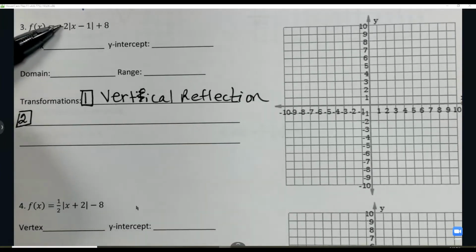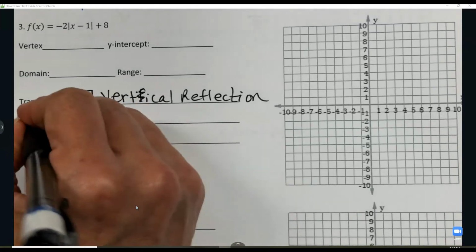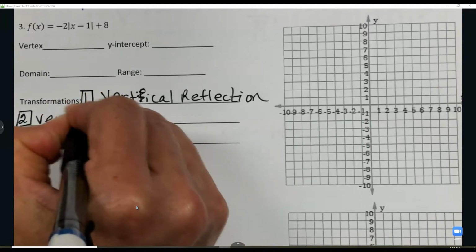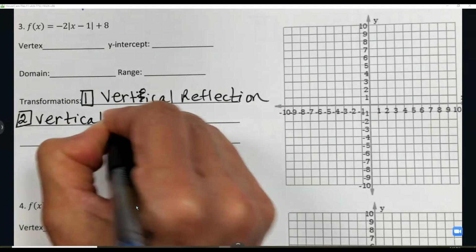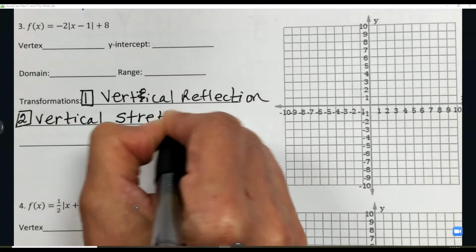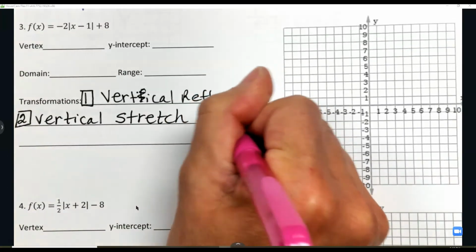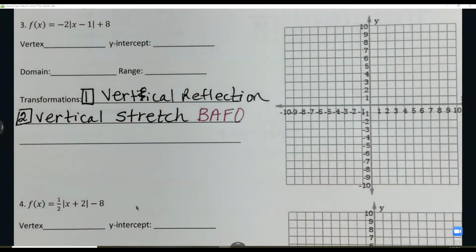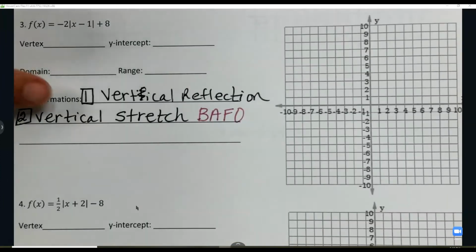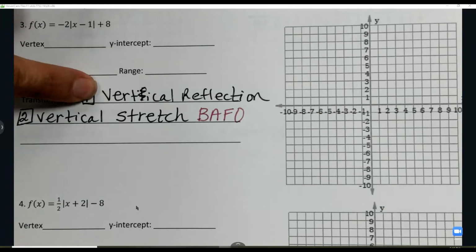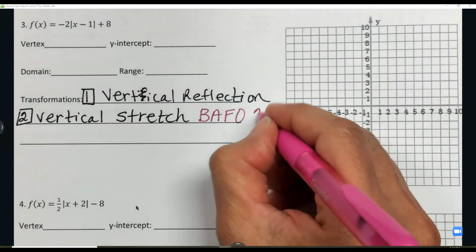If we're just looking at that 2, remember the 2 is greater than 1. So that's going to be a vertical stretch. And remember, you have to tell me by a factor of. And guys, the factor is just 2, because the negative tells me it's a vertical reflection. So this is by a factor of 2.